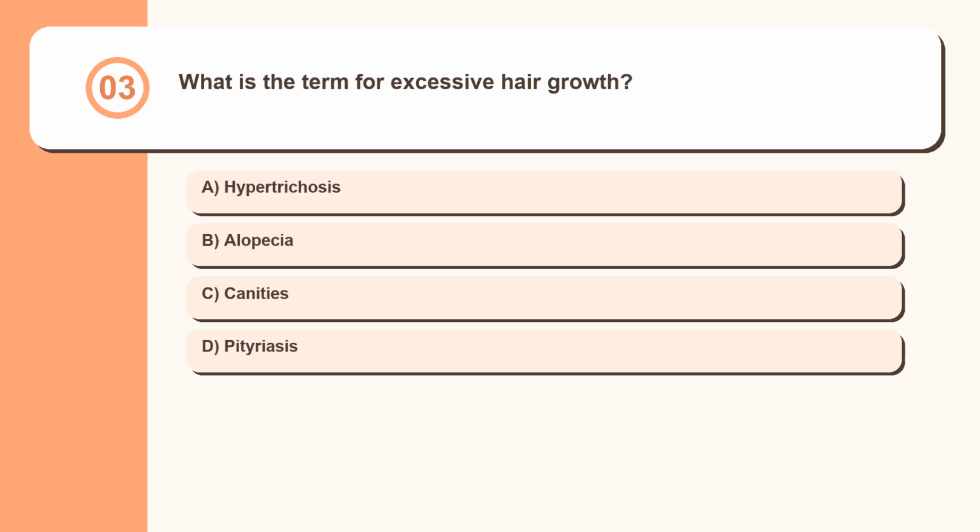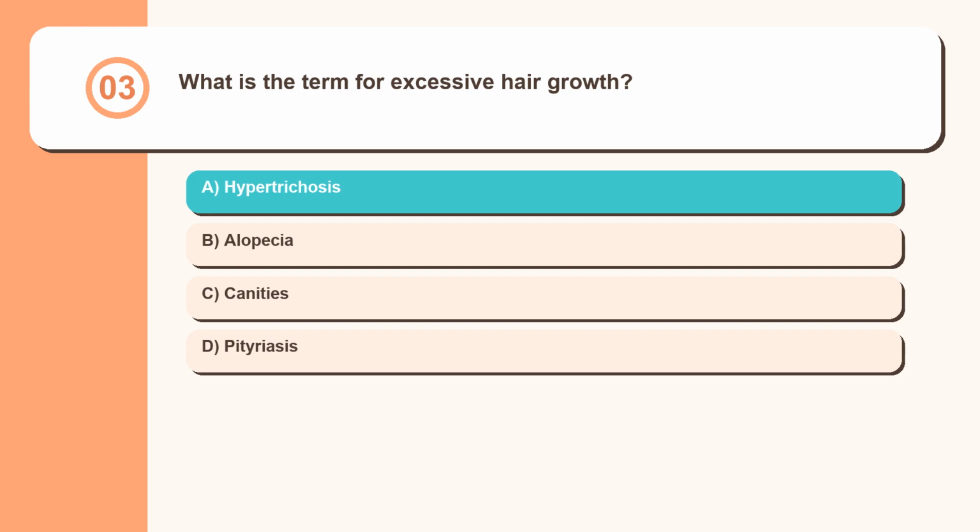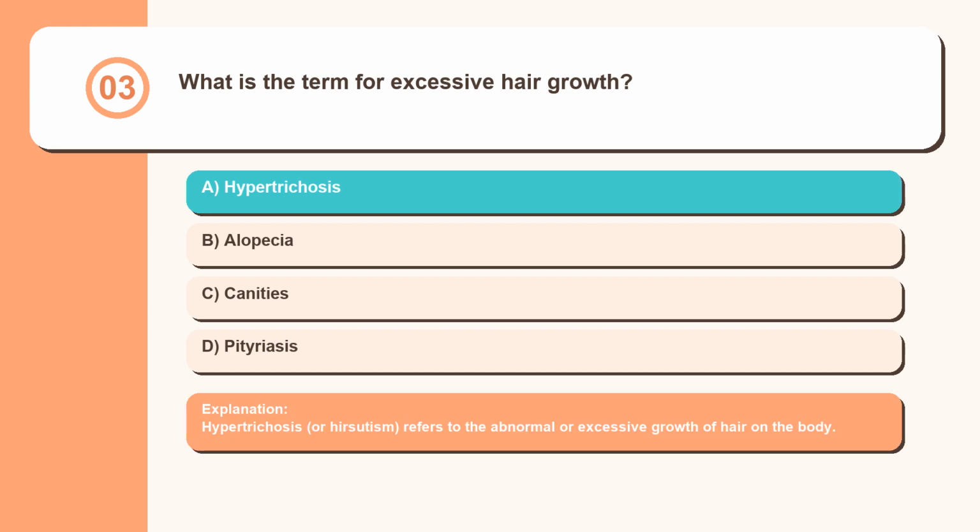Question 3. What is the term for excessive hair growth? Hypertrichosis, alopecia, candidiasis, pityriasis. Hypertrichosis, or hirsutism, refers to the abnormal or excessive growth of hair on the body.